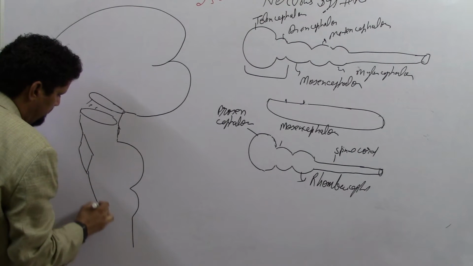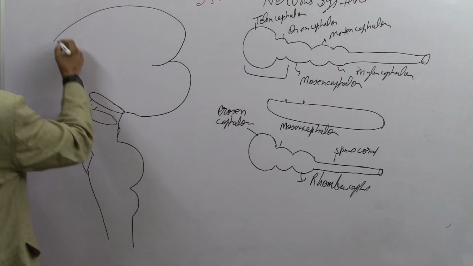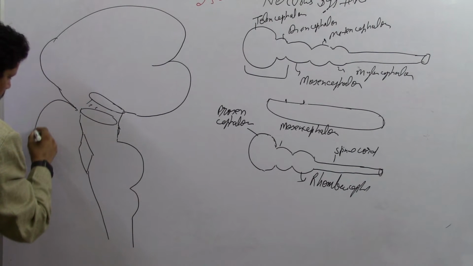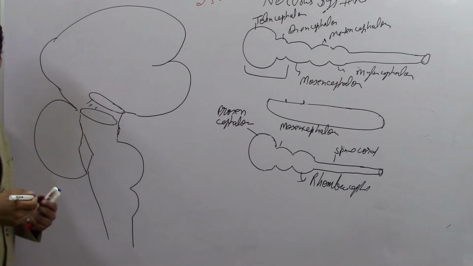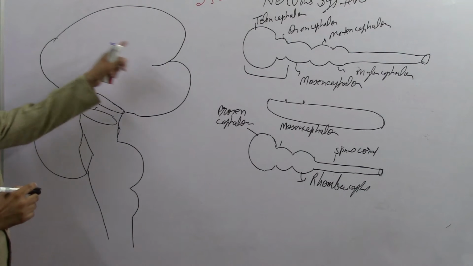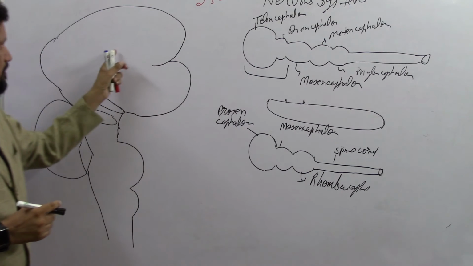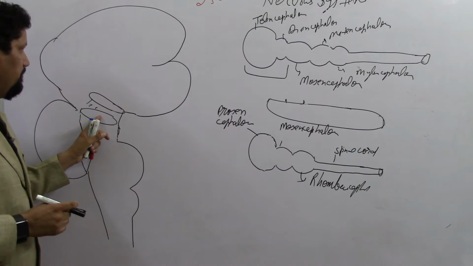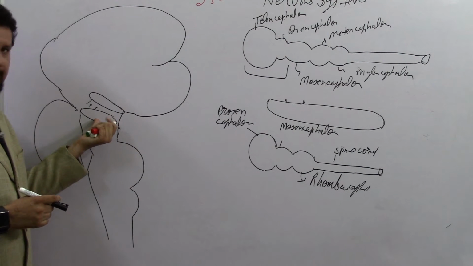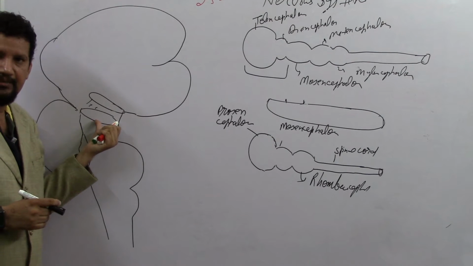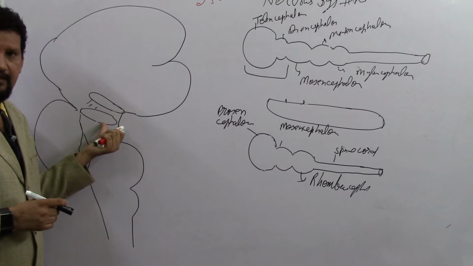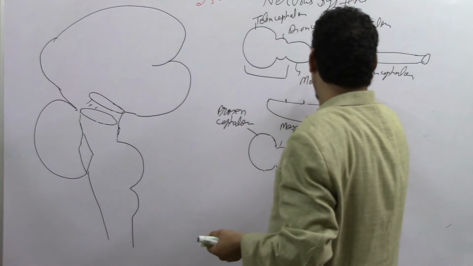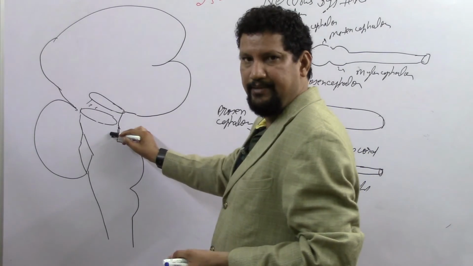When we see the lateral section of the spinal cord and brain, it will be like this. So here is the telencephalon, it will form the cerebrum. The diencephalon will form the diencephalon part having thalamus, hypothalamus, metathalamus, epithalamus, and subthalamus, the 5 parts of the diencephalon. The mesencephalon will form the midbrain.